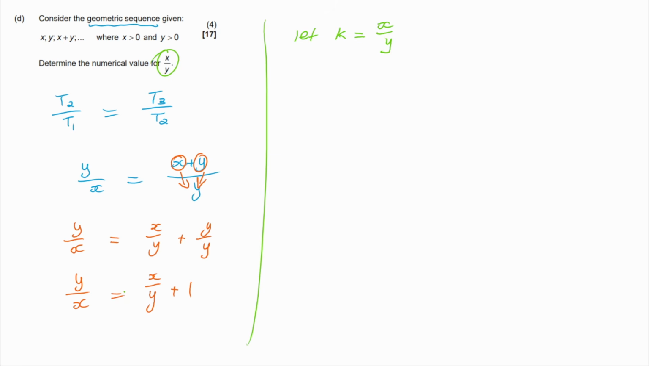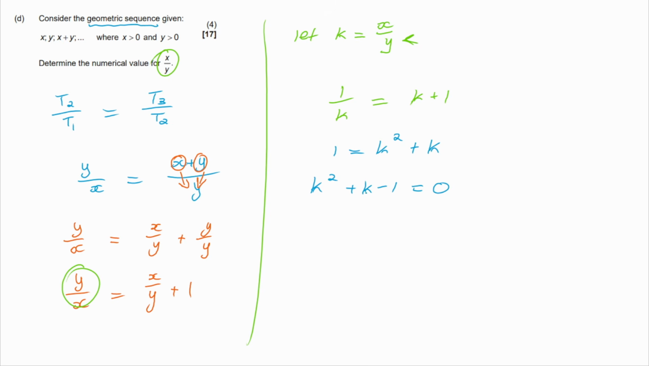Okay, so what is this then? So this is the inverse of this fraction. So that is 1 over k. So 1 over k is equal to k plus 1. All right, so what we have now then is we can multiply everything by k. So we get 1 is equal to k squared plus k. And if we rewrite this like this equals to 0, now we can solve for k.